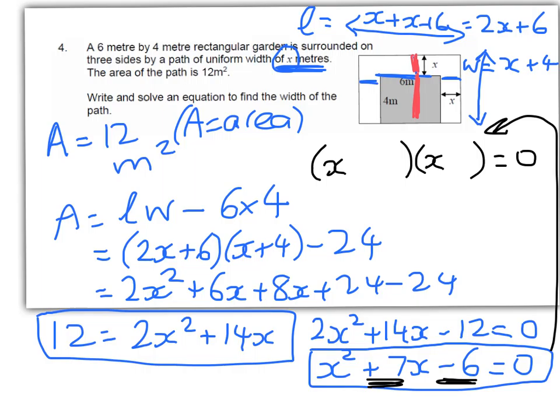So actually I can't do that by factorising. Okay, so I have a bit of a look, but because I need a plus and a minus, there's no way that that's going to come out with integer solutions. So I need to do the quadratic formula to solve this problem. So we'll do a new slide. Right, we're looking to solve x squared plus 7x minus 6 is 0.